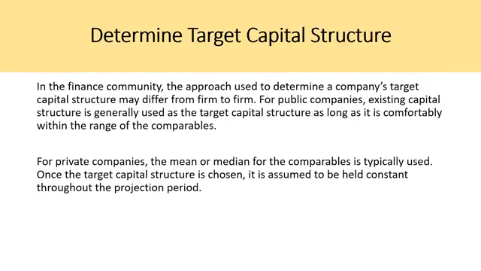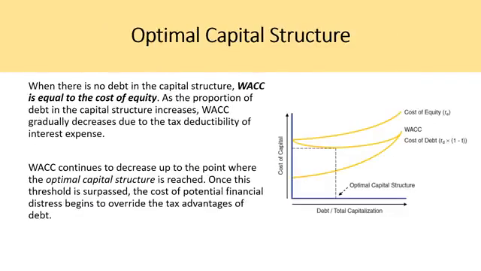Okay. In the finance community, the approach used to determine a company's target capital structure may differ from firm to firm. For public companies, existing capital structure is generally used as a target capital structure as long as it is comfortably within the range of the comparable companies. For private companies, the mean or median for the comparables is typically used. Once the target capital structure is chosen, it is assumed to be held constant throughout the projection period.